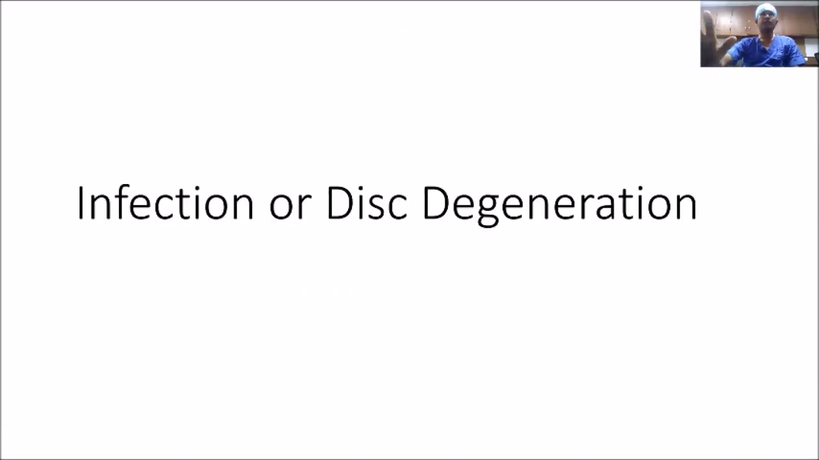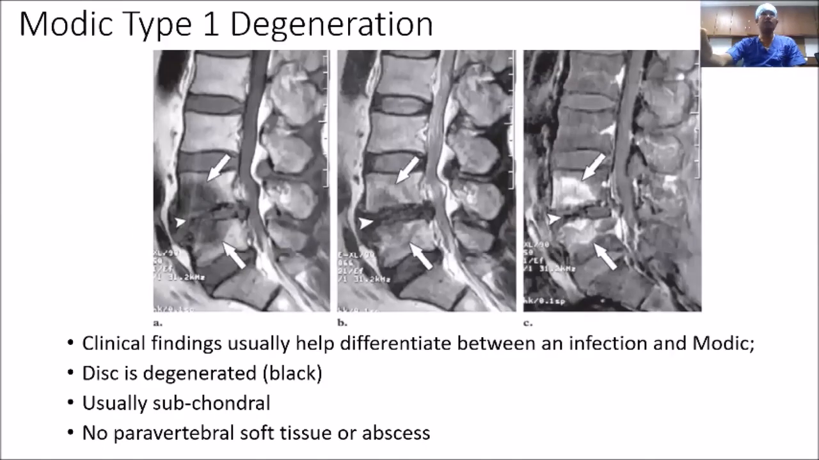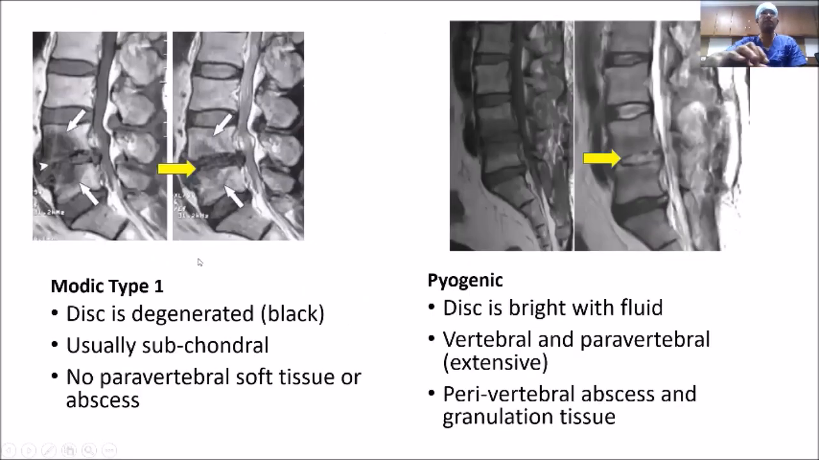So how to differentiate an early infection from a type 1 Modic change? A type 1 Modic change is described to have hypointensity in T1 and hyperintensity in T2 images, which brightens up in STIR sequences. So the key finding is the color of the intervertebral disc. As we can see in the comparison pictures here, in a Modic type 1 change, the disc is completely black, similar to a degenerated Pfirrmann grade 5 disc. You don't see any paravertebral collection around the afflicted vertebrae.